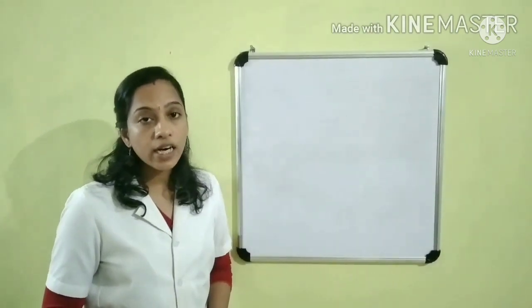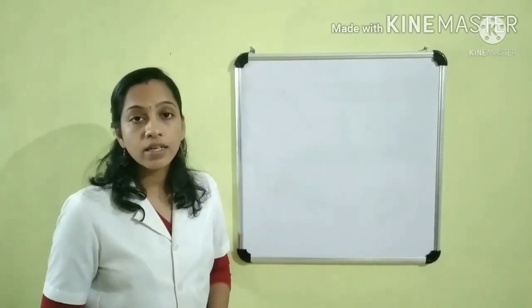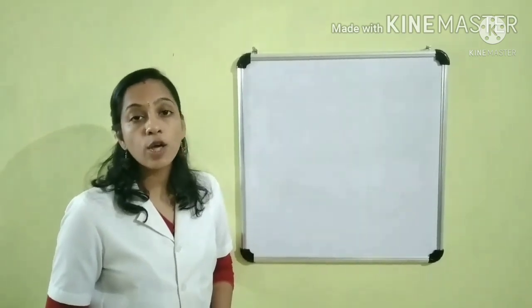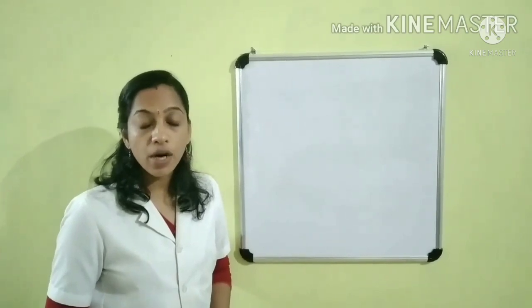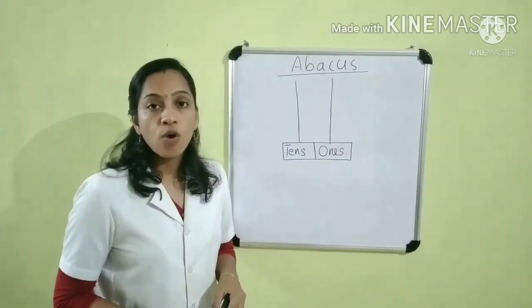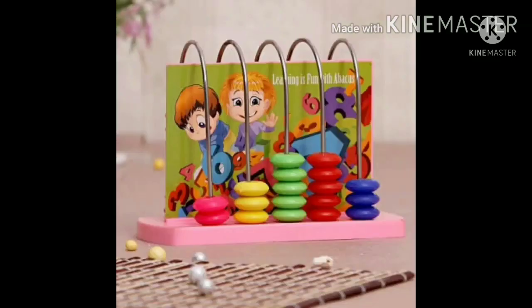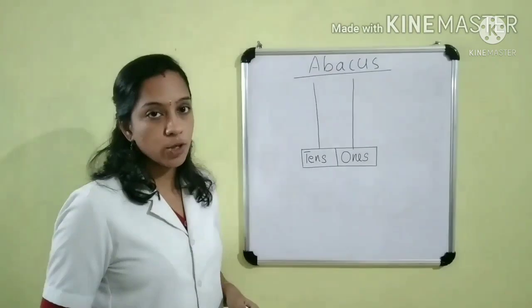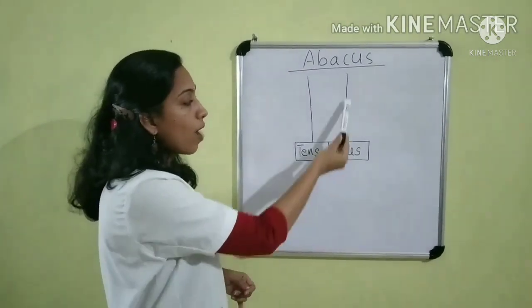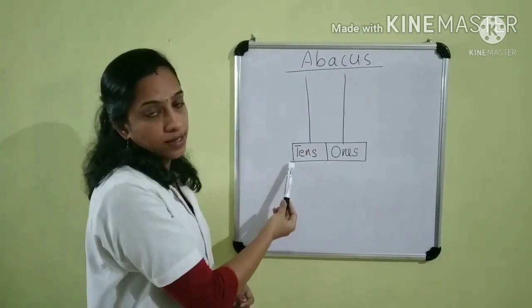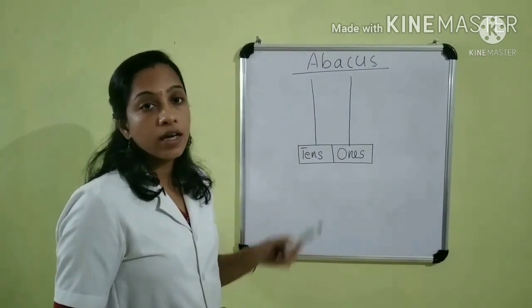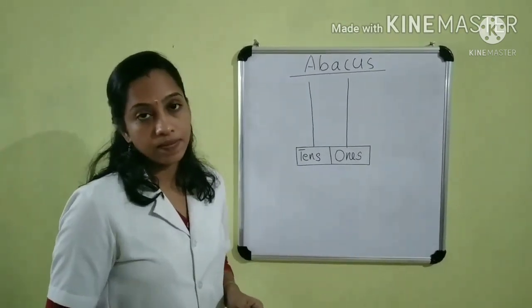Next, we are going to learn how to represent numbers on an abacus and how to find the place value of digits in a number using an abacus. Children, let's see one abacus. Students, this is an abacus. It has two spikes, the spike of ones and the spike of tens. Next, I will explain how to represent a number using this abacus.